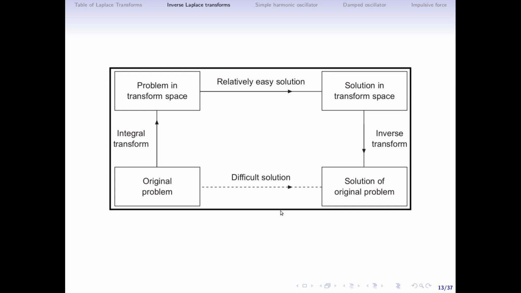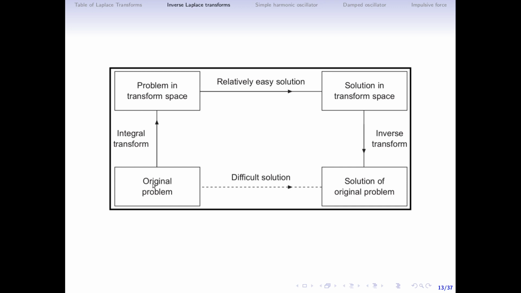So again, I'd like to recollect the flow chart that I had shown to you when we first discussed integral transforms, I think it was in the lesson on Fourier transforms. So suppose I have a problem. Why do we really need integral transforms?